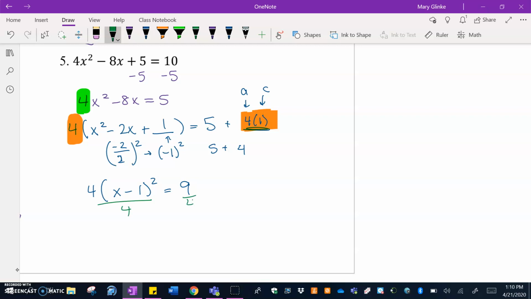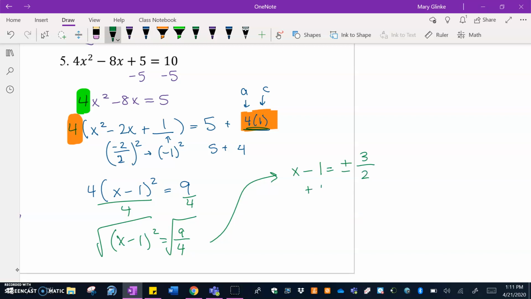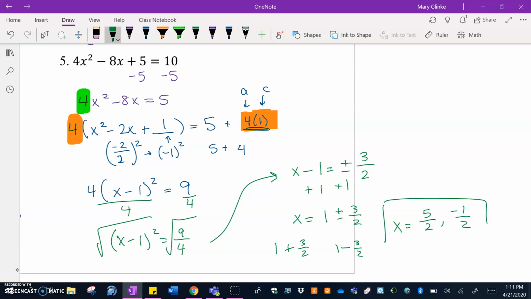And now I'm going to go ahead and solve this. So I'm going to divide by 4. I get x minus 1 squared equals 9/4. I'm going to square root both sides. I get x minus 1 equals plus or minus. The square root of 9 is 3. The square root of 4 is 2. Then I'm going to add 1 to both sides. So it becomes 1 plus and minus 3/2. And so I'm actually going to do 1 plus 3/2 and 1 minus 3/2 to find my two solutions. So 1 plus 3/2 is 5/2. 1 minus 3/2 is negative 1/2. These would be my two solutions for this one.